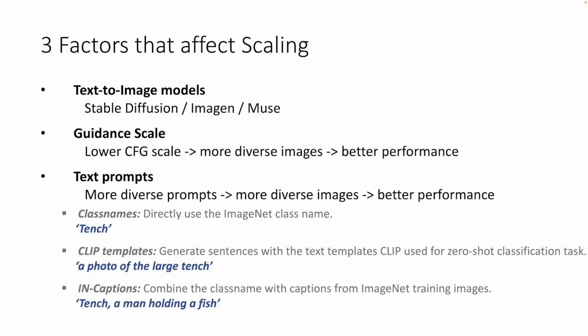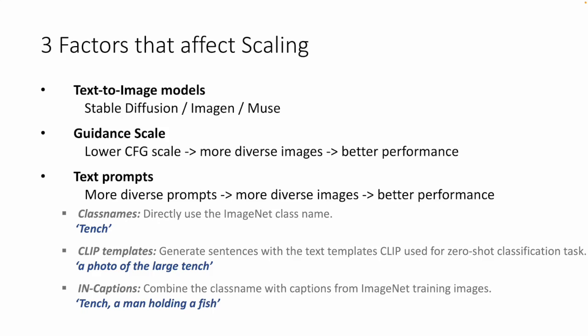We identify several factors, including types of text-to-image models, classifier-free guidance scale, and configurations of text prompts that significantly affect scaling behavior. We conducted the study on 3 text-to-image models, including Stable Diffusion, Imagen, and Muse, and we find it's advisable to use a relatively lower guidance scale compared to the default value used in generation. And to generate images for each specific class, we employ different text prompts.